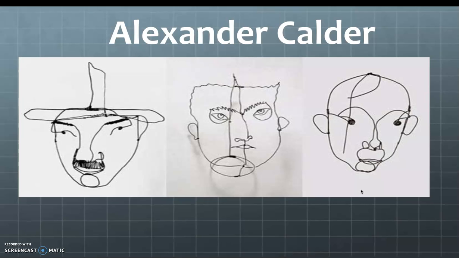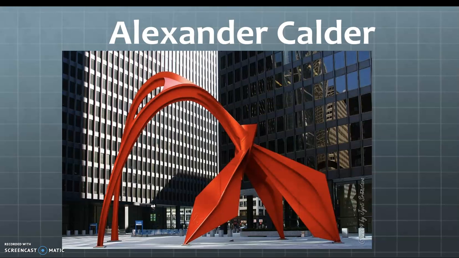Alexander Calder also created wire sculptures. He called them drawings in space. So they're physical sculptures, but made of wire. So he was really one of the first artists to become known for creating wire sculptures. And this is a huge stabile that he created. So he does have some public artwork as well.